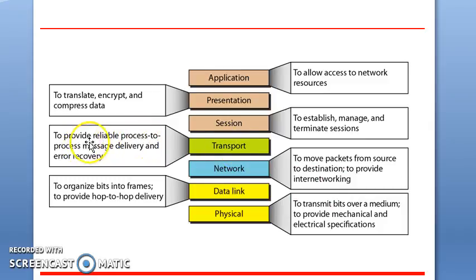The transport layer provides reliable process-to-process delivery. The session layer establishes, manages, and terminates the sessions. The presentation layer translates, encrypts, and compresses the data. And finally, the application layer allows access to network resources.